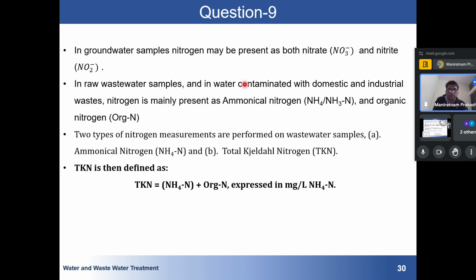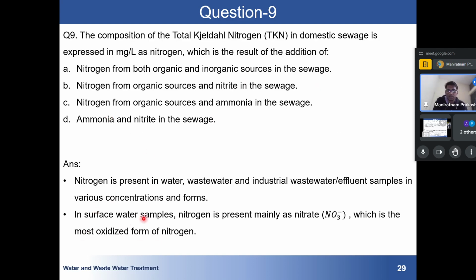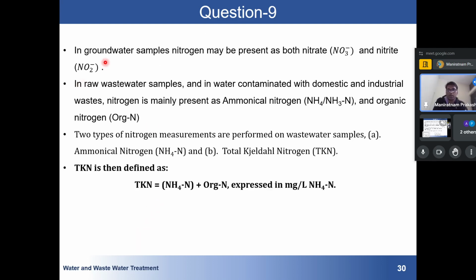In groundwater, remember, I have talked about surface water, that is rivers and all these things. Then there is underground groundwater, that is the aquifer. In the aquifer, nitrogen is present in both forms, NO3 minus and NO2 minus, that is nitrate and nitrite. In raw wastewater, or wastewater contaminated with domestic and industrial water, nitrogen is mainly present as ammonical nitrogen, that is in the form of ammonia, NH3. It will take one H and form NH4 plus.